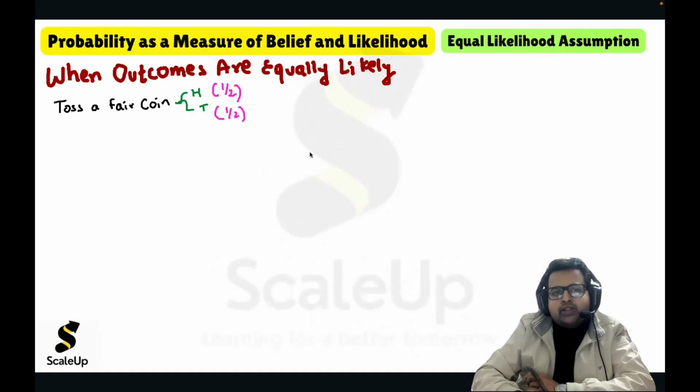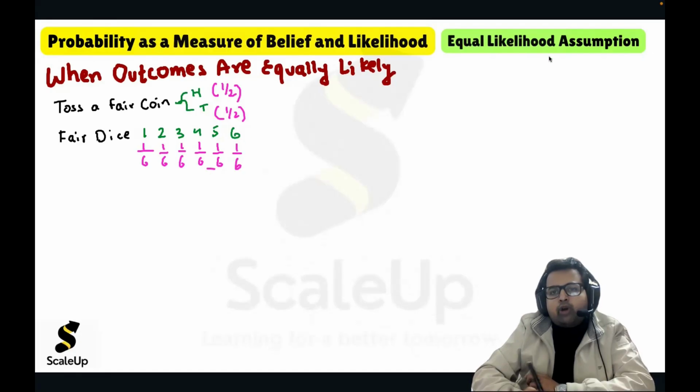Similarly, if I take one more example, when I roll a fair dice, what are the possible outcomes I can get? I can get 1, 2, 3, 4, 5, or 6. Now, what's the probability of getting 1? 1 by 6, because the favorable event is 1, and the total number of events is 6. Probability of getting 2 is 1 by 6. Probability of getting 3 is 1 by 6. Probability of getting 4 is 1 by 6. Probability of getting 5 is 1 by 6. Probability of getting 6 is 1 by 6. Now here, the probabilities of all possible outcomes are the same. We call it equally likely.